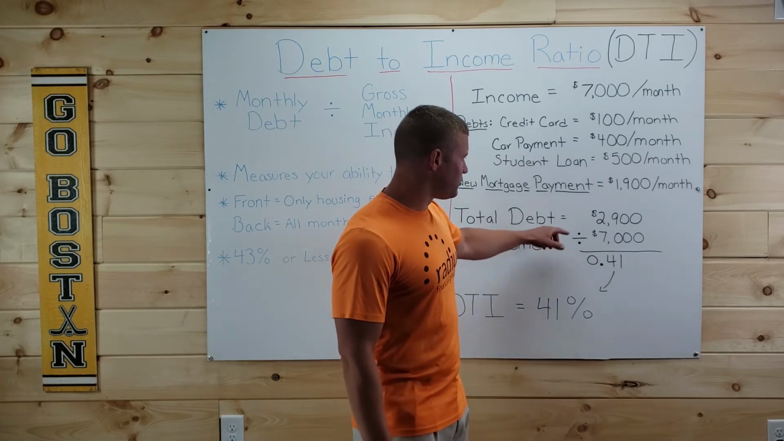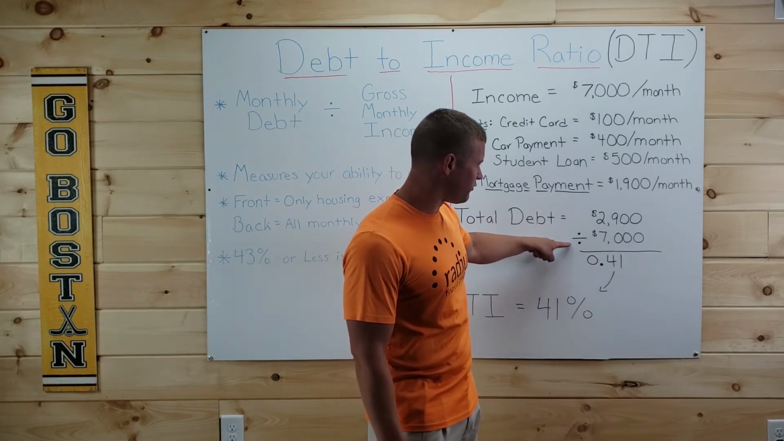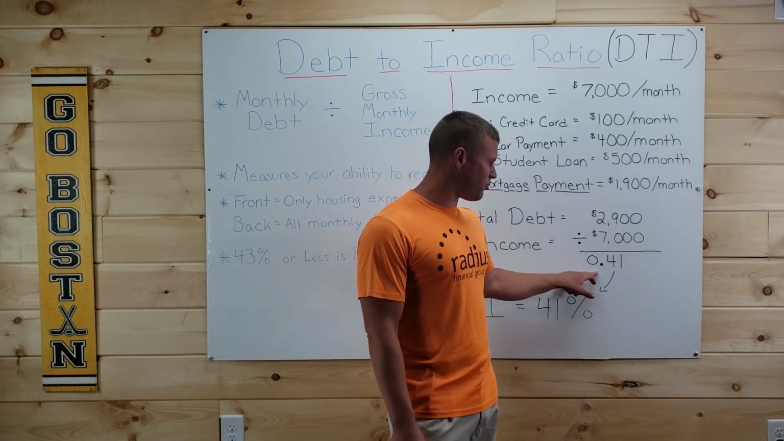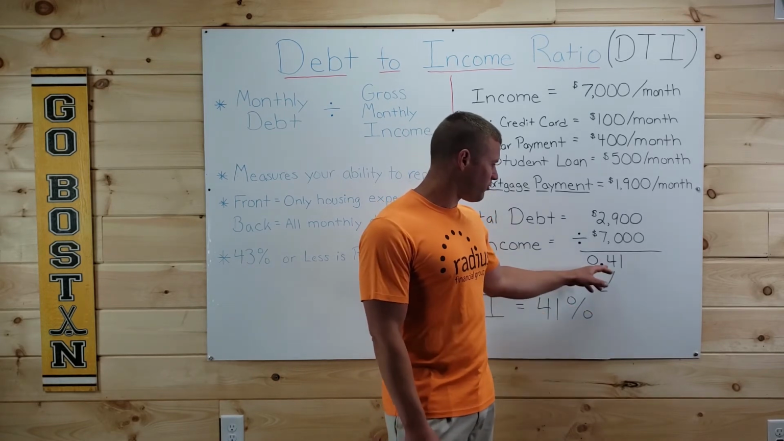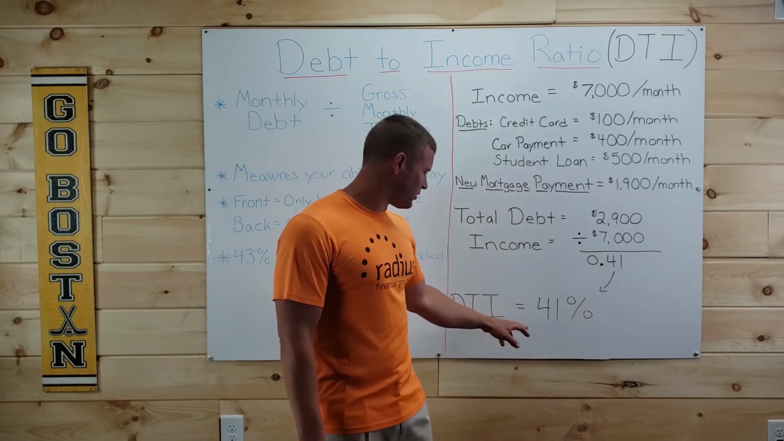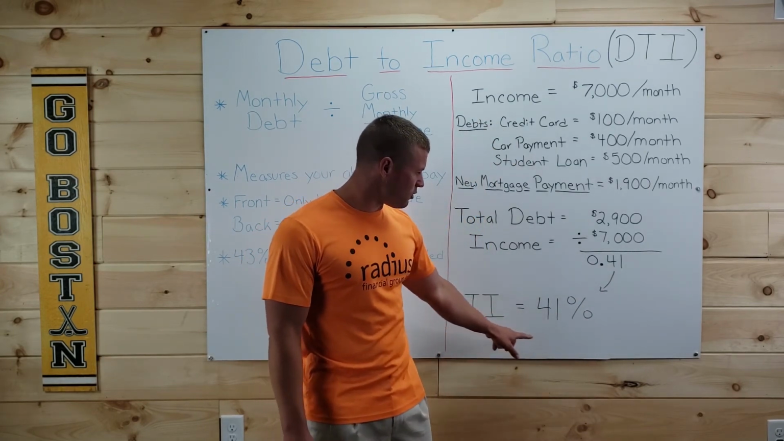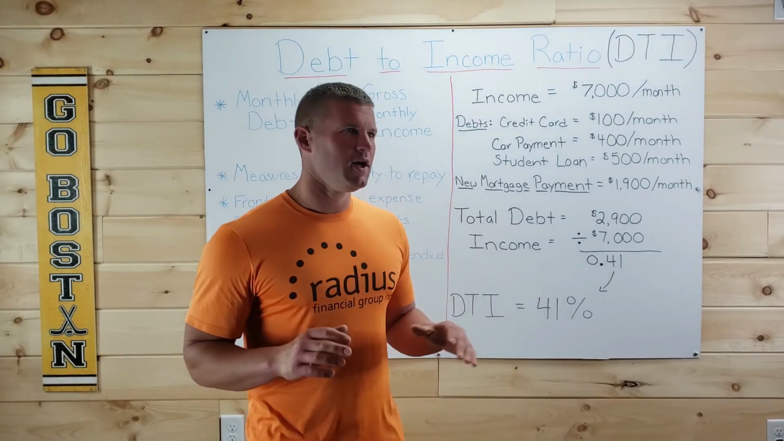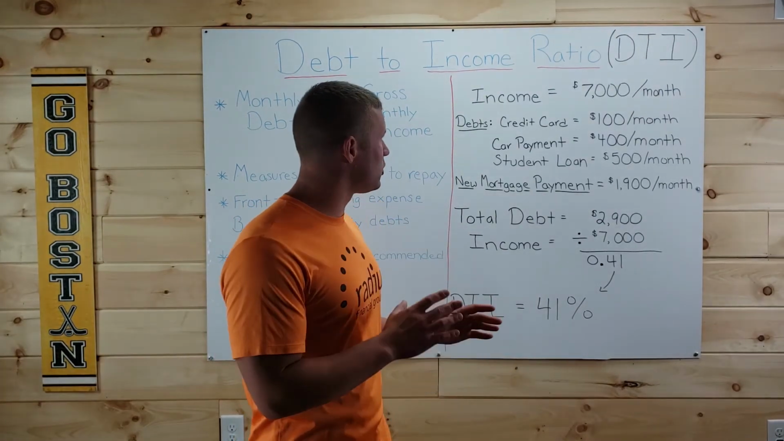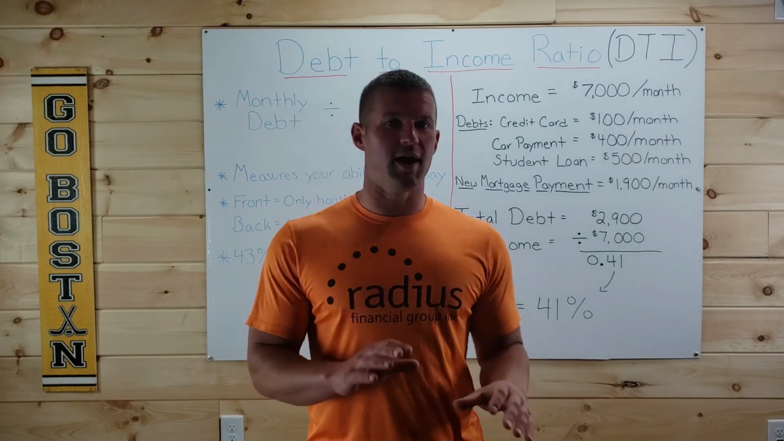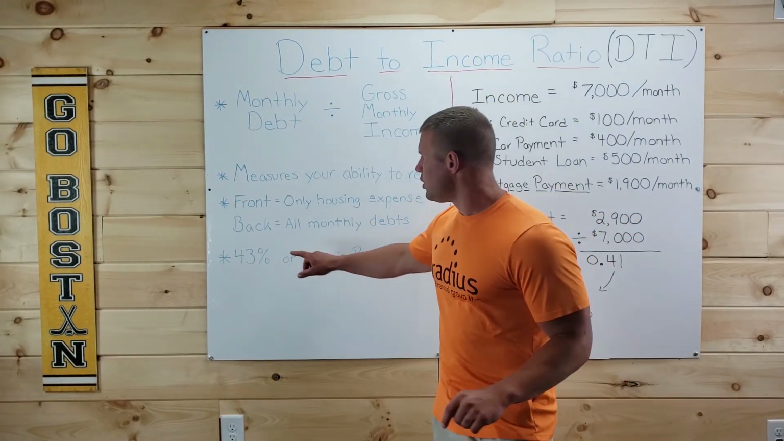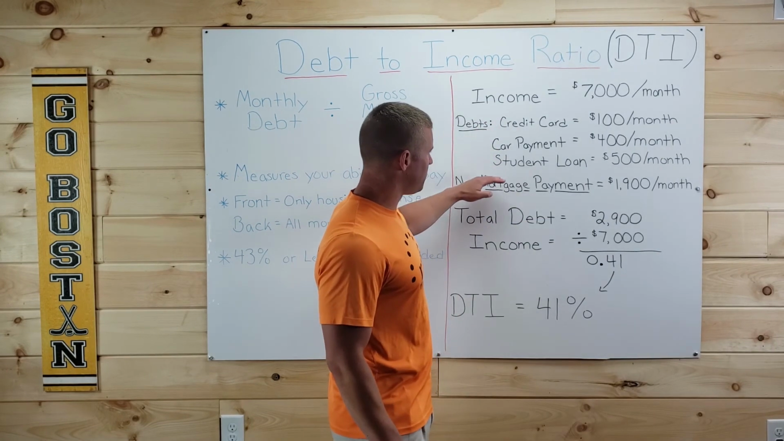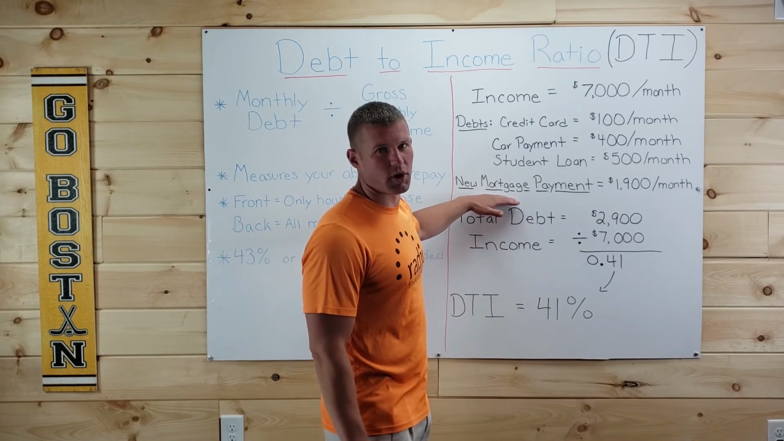So all we do is we take $2,900 divided by 7,000, and we get this fraction, 0.41. And 0.41 is translated into a debt to income ratio of 41%. So that's a real quick down and dirty way to calculate your debt to income ratio. And again, everything we talked about here for the most part, we're talking back end. So we're talking all your monthly payments to include your new monthly payment.